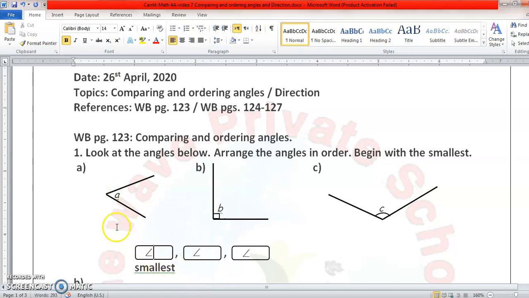Angle A. Okay. Followed by, next is angle B. To be followed by angle C, because angle C is the biggest angle of them all.